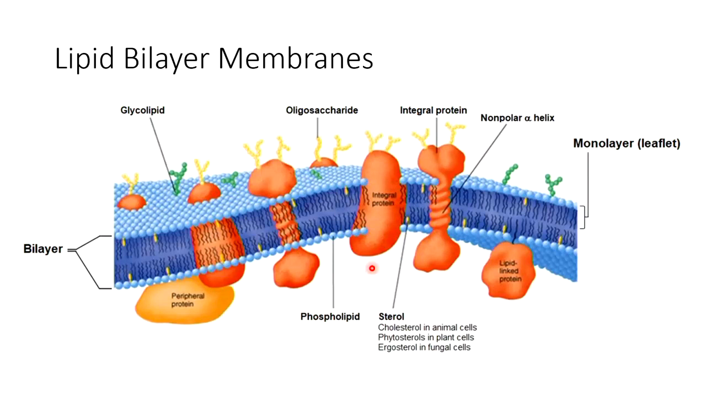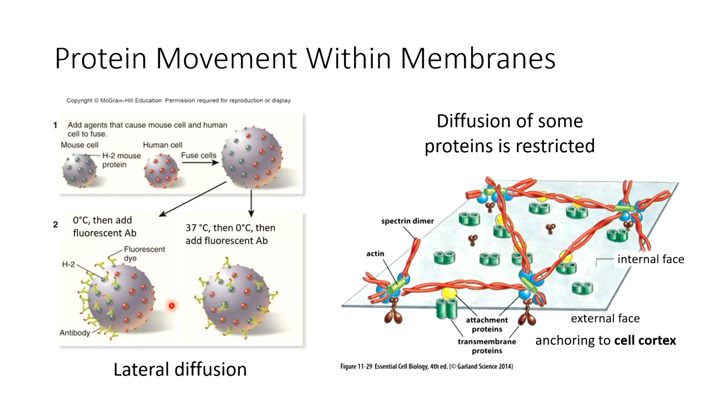So you can have integral proteins that actually span both sides of the plasma membrane. You can have lipid-linked proteins where they're linked to one side of it. You can also have peripheral proteins that associate or are connected to other proteins that are embedded in the plasma membrane. Another key idea we talked about was how proteins that are embedded in these membranes, how are they free to move and how are they restricted?